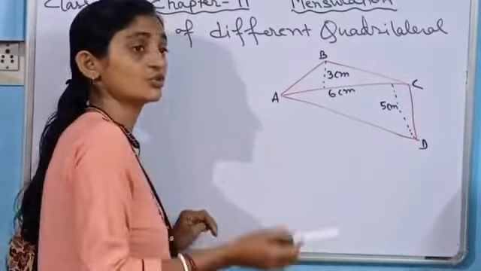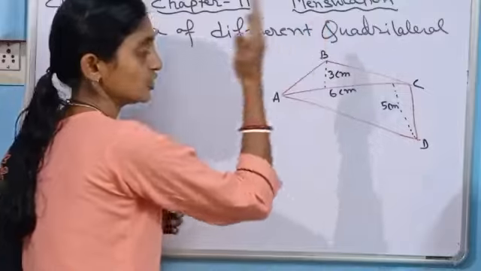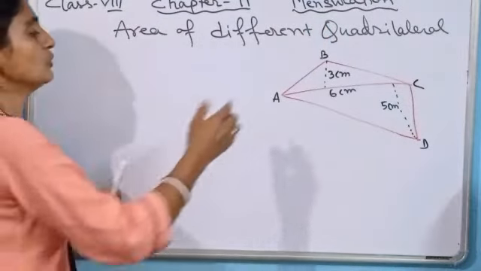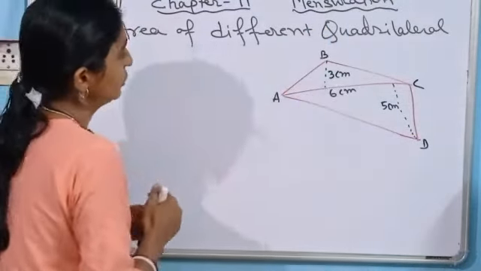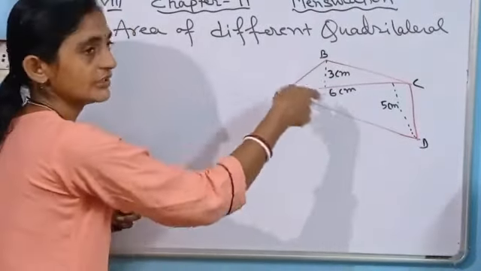been given as 5 centimeters. So what do we have to do in this case to find the area of this general quadrilateral? We will go for the areas of these two triangles. Then we will find the sum. If I add these two parts, I will get the whole.